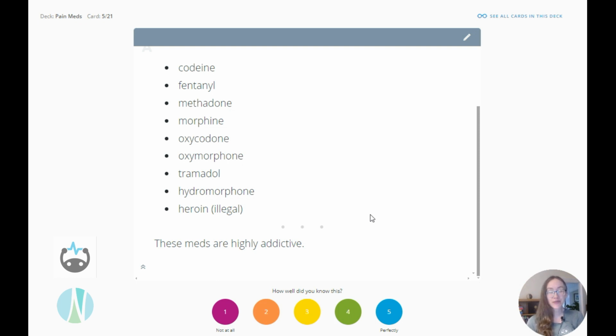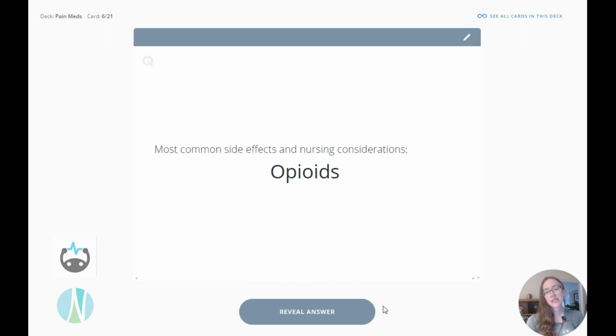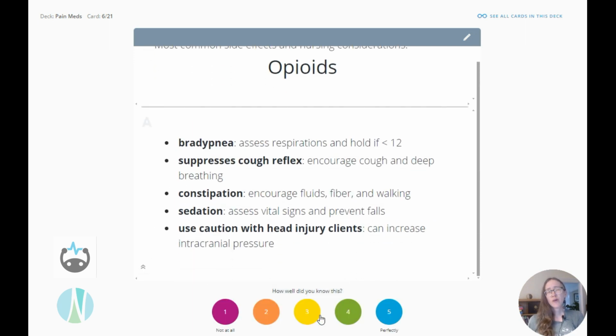The most common side effects and nursing considerations of opioids, well, they really kind of bring everything down, so they cause bradypnea. You'll want to assess those respirations and then hold it if the respirations are less than 12 per minute. They suppress the cough reflex. So encourage your patients to cough and deep breathe. We don't want them to end up with a pneumonia because they took too many opioids. They also cause constipation. So encourage those fluids, fiber, and walking.